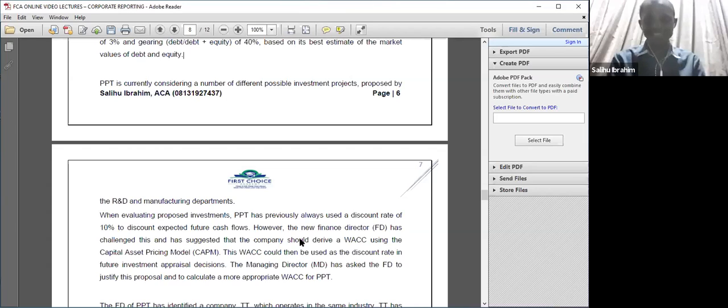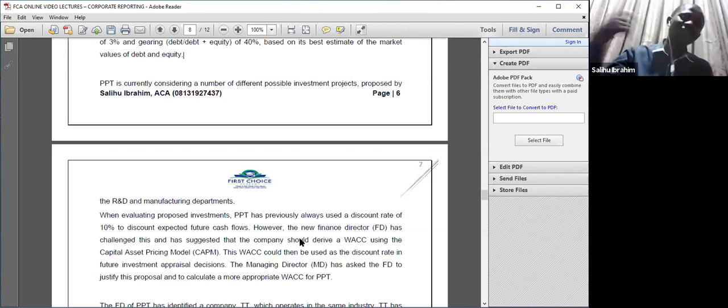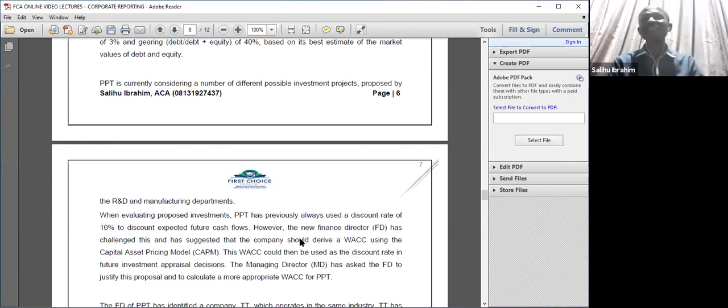The situation here is the fact that PPT in the past always evaluated investment projects using 10% as its own hurdle rate, meaning that the cost of capital of PPT was chosen arbitrarily. There is no basis. That 10% was not computed. It was assumed, okay? That was the practice prior to this time.